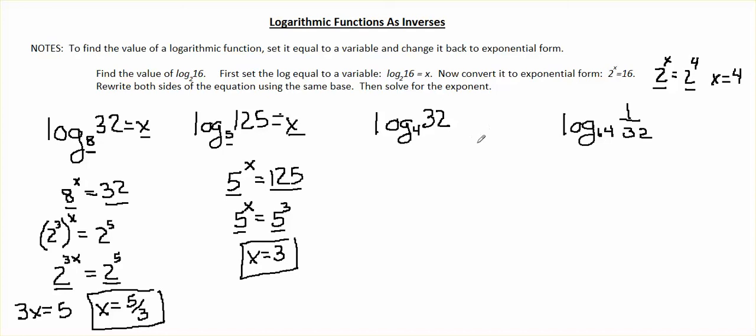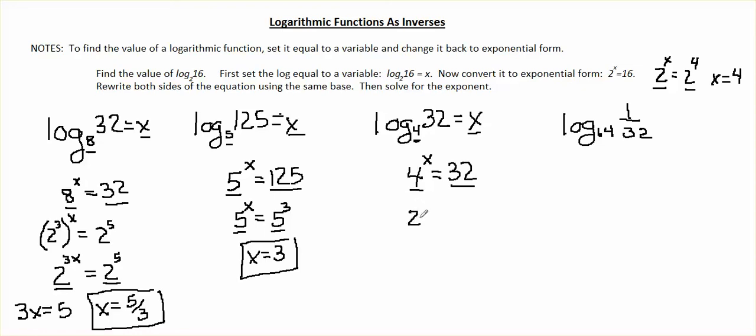All right, when we move on to the next example, we get log base 4 of 32. I'm going to set that equal to a variable. I'm going to change it into exponential form. I have 4. I'm going to raise it to the x power, and that is going to equal 32. I notice right off the bat, I don't know what power to raise 4 to get 32, but I do know 4 and 32 are both base 2 numbers, so I'm going to rewrite it.